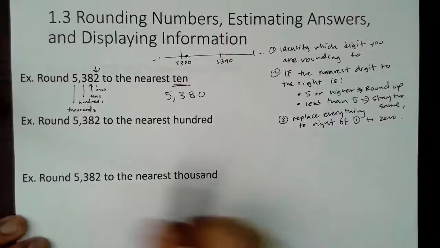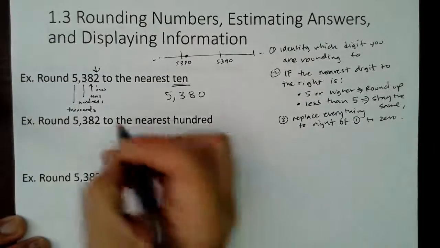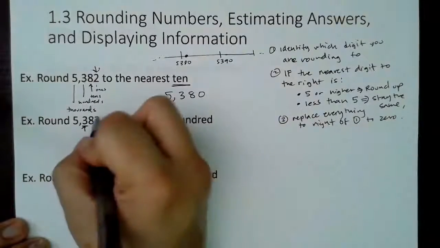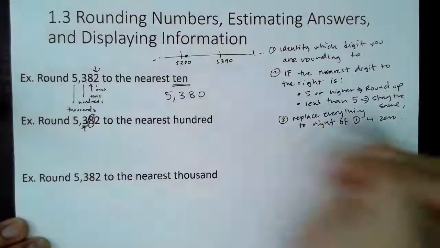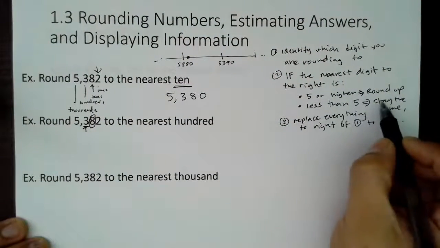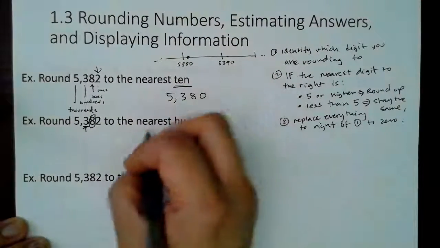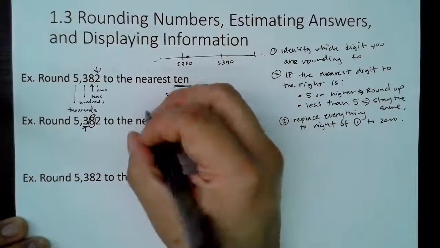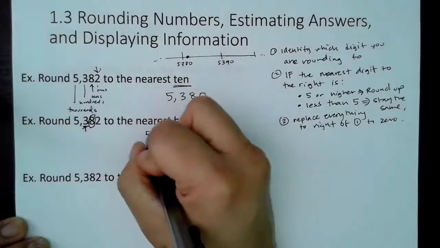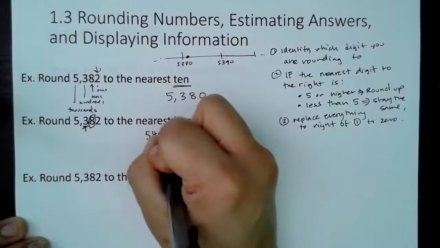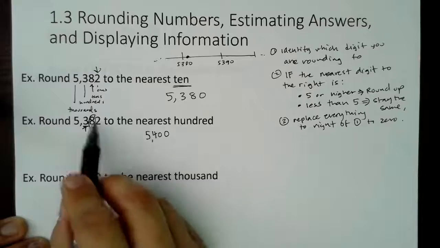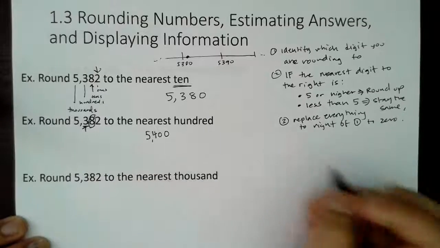Okay, so we're doing the same thing but to the nearest 100. So now we're identifying the digit, that's this one, and we're looking at the one to the right, that's 8. So that is 5 or higher, so we need to round up. The nearest 100 means that 5,382 is closer to 5,400 than the other one. So we round it up, so 3 became 4, and everything else turns to zeros.